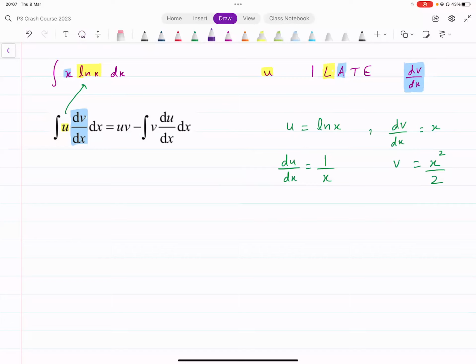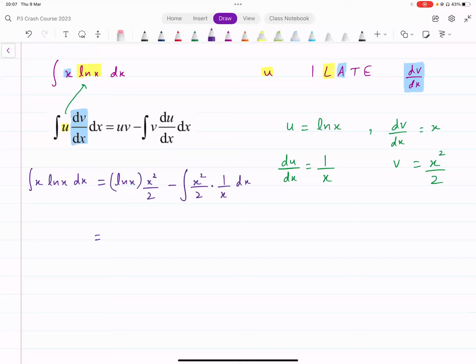So let's do that. The integration that we want to do is x into ln of x with respect to x. That's the left part here. On the right side, we have u times v. What's u? u is ln x, multiplied by v, v is x squared over 2. All right, that's u into v. Minus integral of v, which is x squared over 2, into du over dx, which is 1 over x. That's being multiplied here. And we need to integrate this thing with respect to x now.